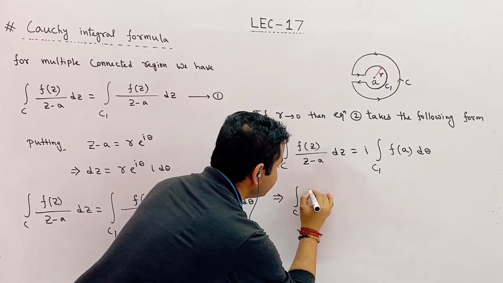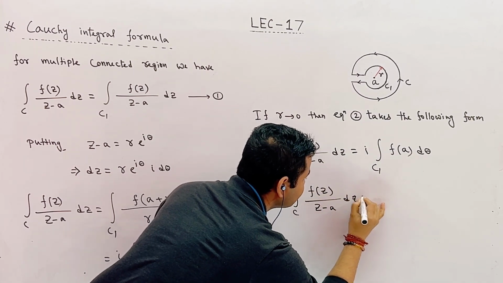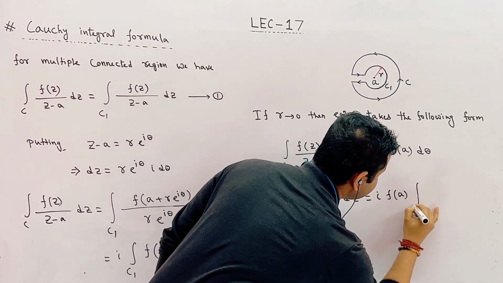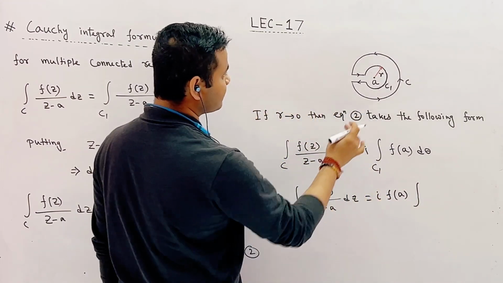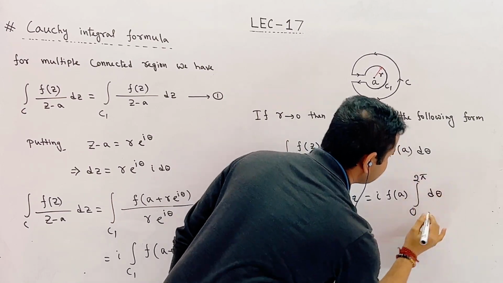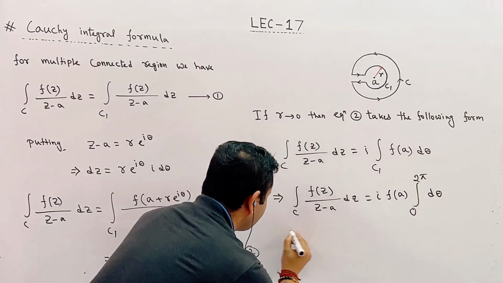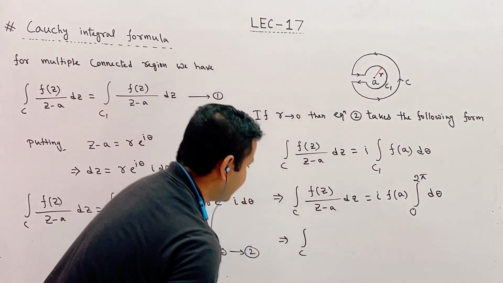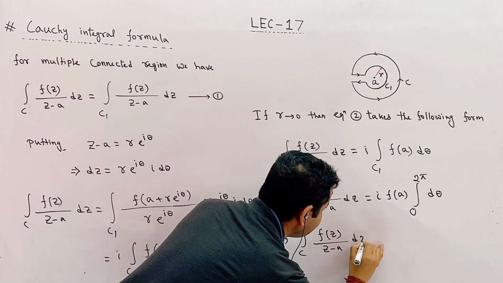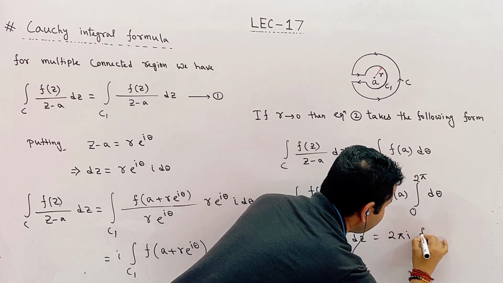Integration along curve C of f(z) divided by (z minus a) into dz is equal to i into f(a) times the integration with limits from 0 to 2π of dθ. So after simplifying this part, we will get 2π. So finally we will get integration along curve C of f(z) divided by (z minus a) into dz is equal to 2πi f(a).